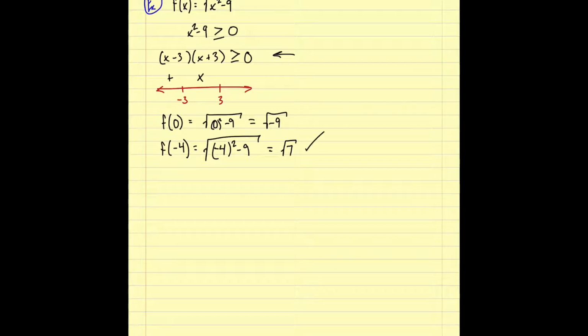So this one works. If we go 4, it's going to look the same because that 4 is going to be squared minus 9. That's also going to be root 7. Okay, so this would also be positive.